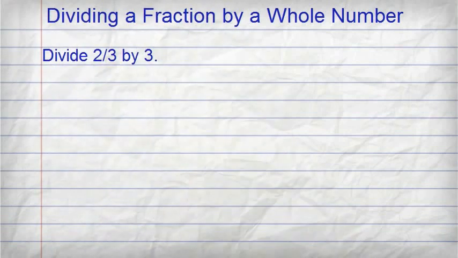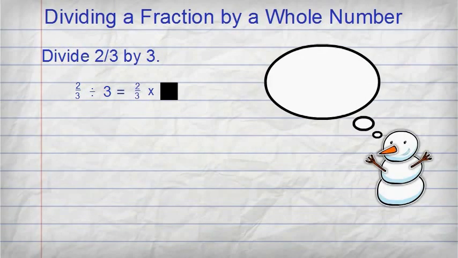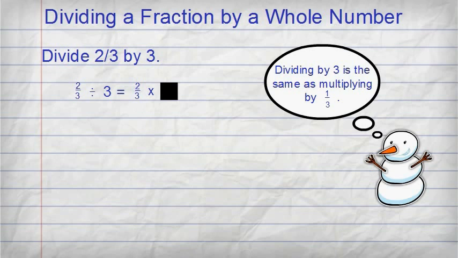Divide 2/3 by 3. 2/3 divided by 3 is the same as 2/3 times what? Think. Dividing by 3 is the same as multiplying by 1/3, so we rewrite the problem as 2/3 times 1/3. Now you can solve. Try it for yourself. Did you get 2/9? That's right.